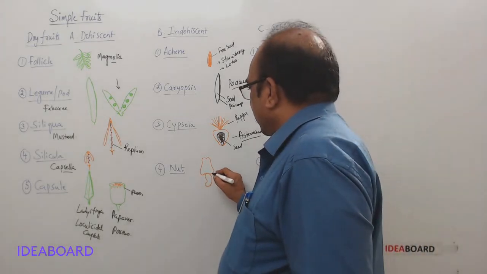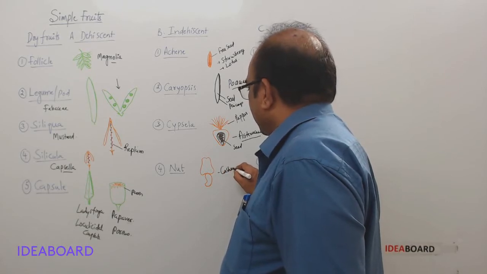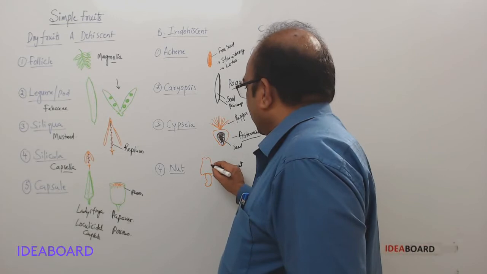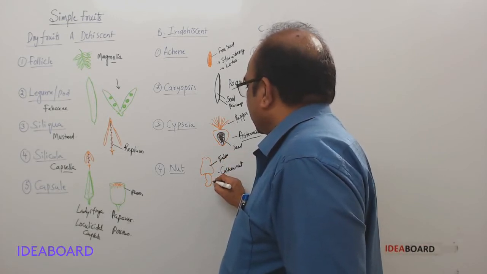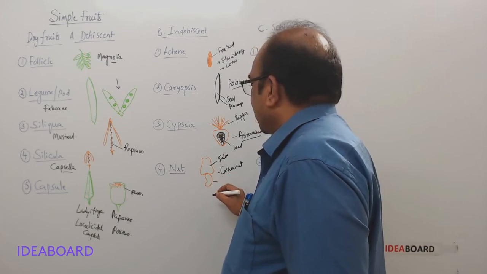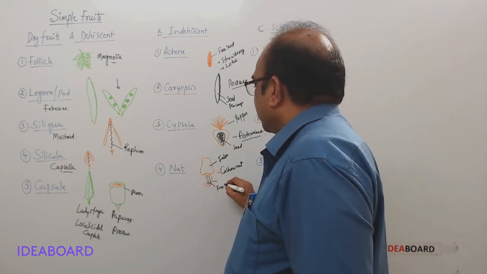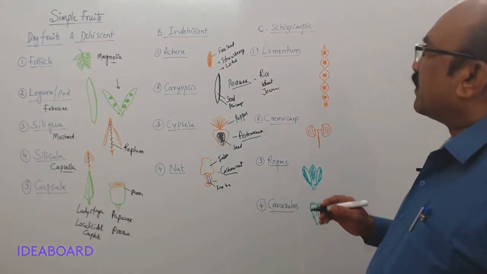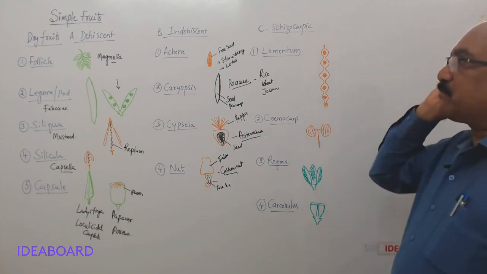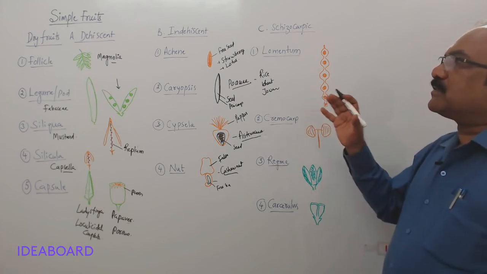And the nut, of course, you can see this one, that is cashew nut with the false fruit. This is the false fruit, and this is the true fruit, which we are calling a nut, and it is single seeded with a free seed. Inside you will find the free seed. So the example for this is the cashew nut.